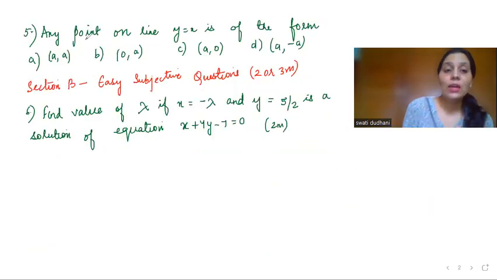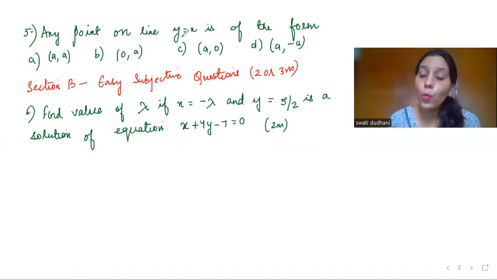Next question. Any point on line y equal to x is of the form. Here the values of y and x are same. So which option do you see that both x and y values are same? It is option A clearly. Next, let us see section B.